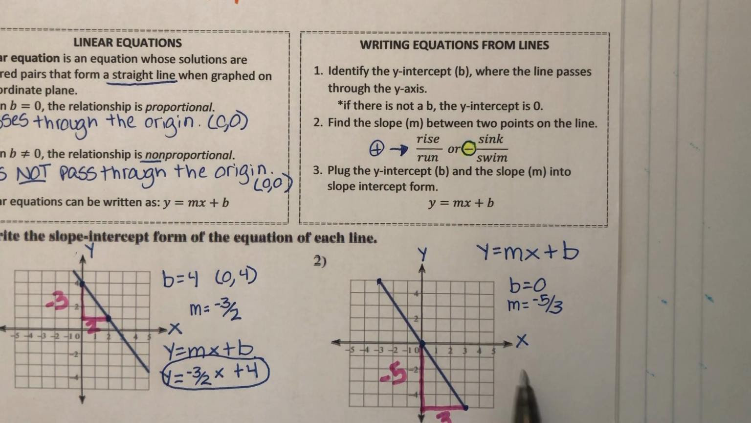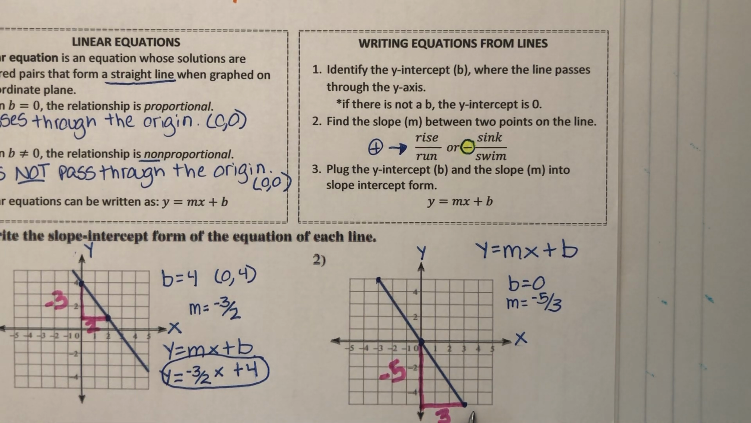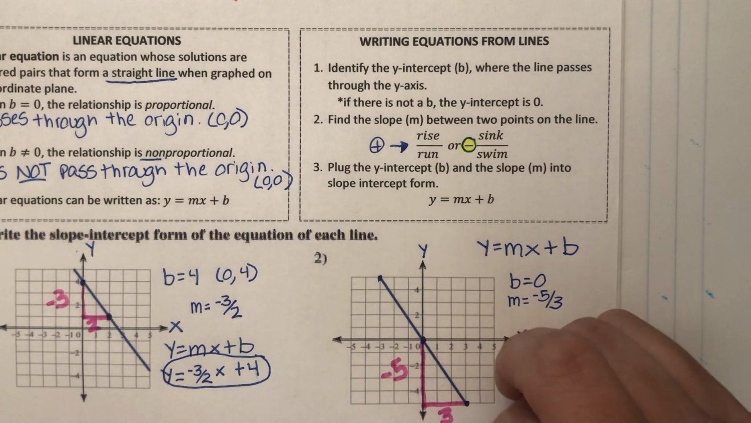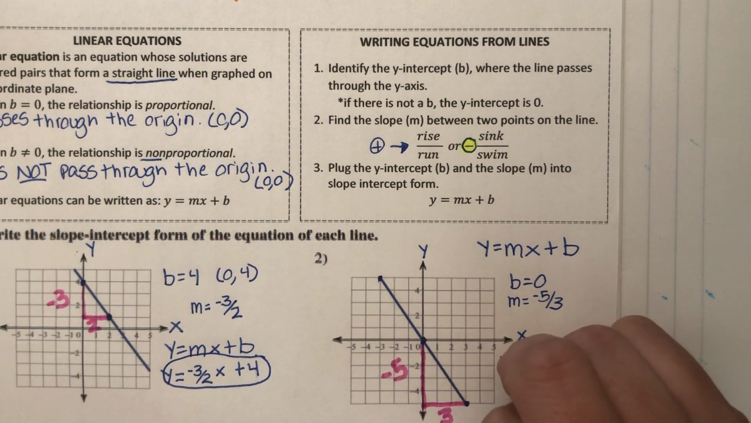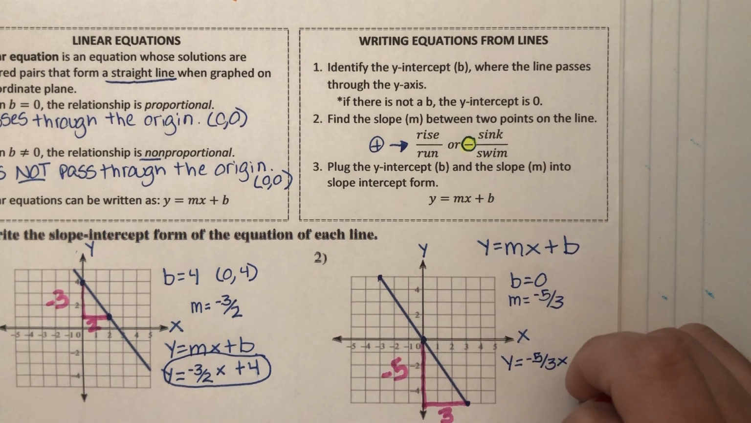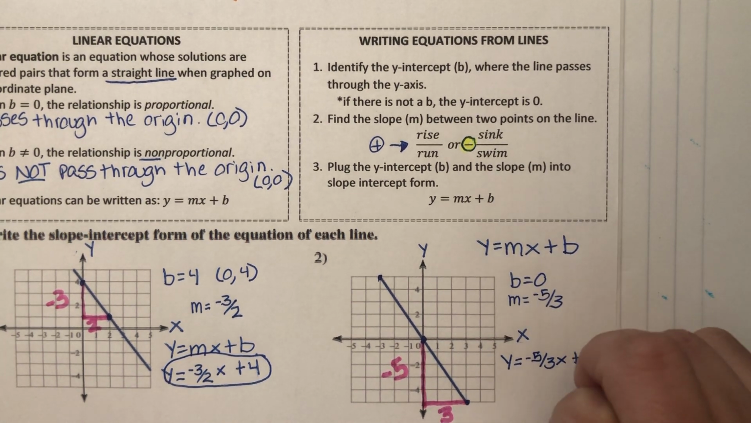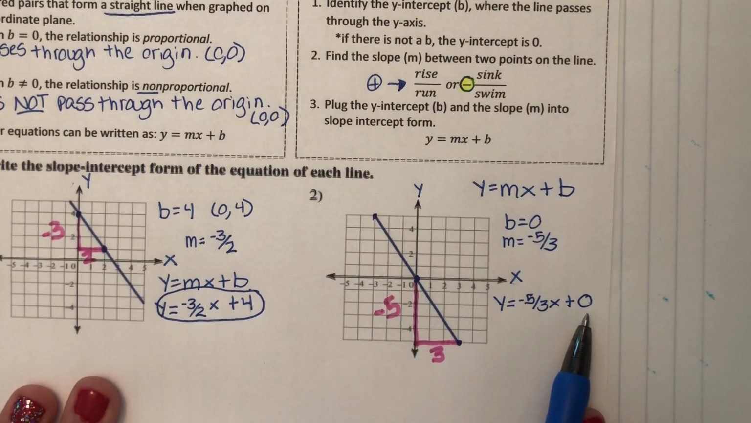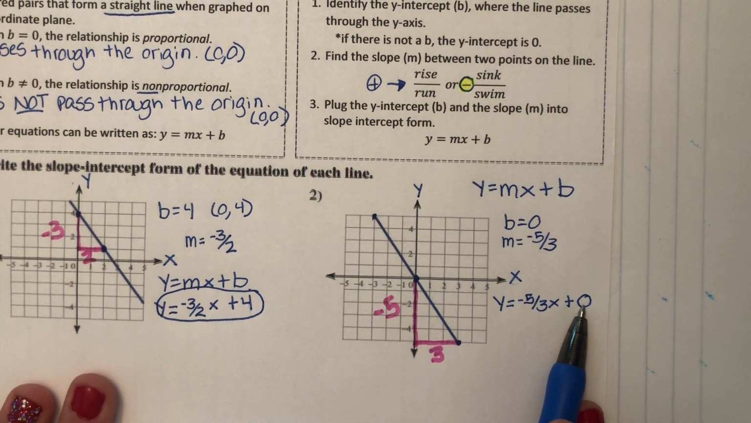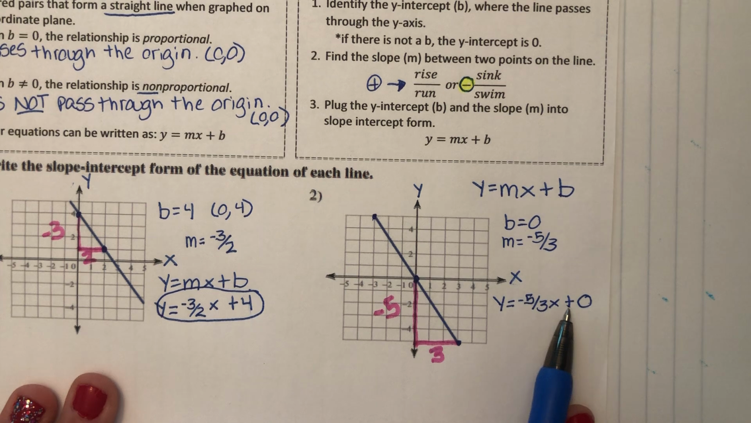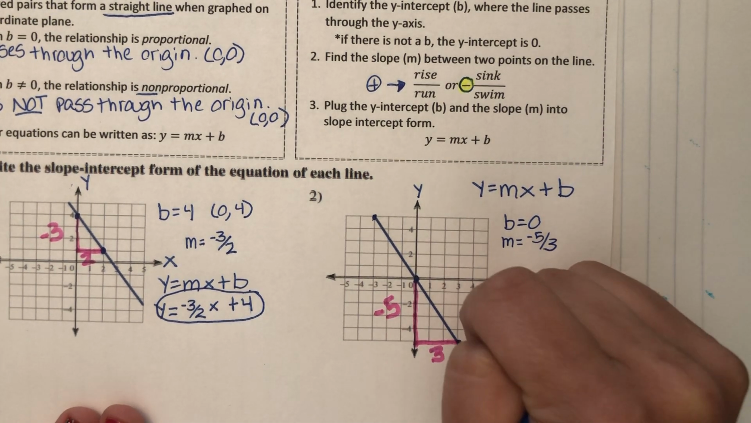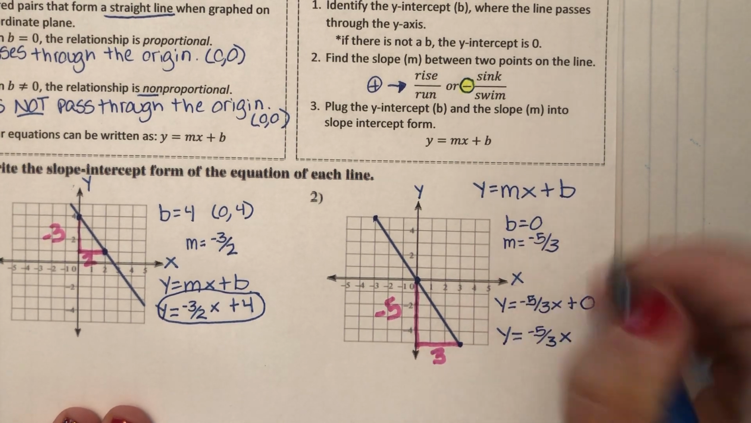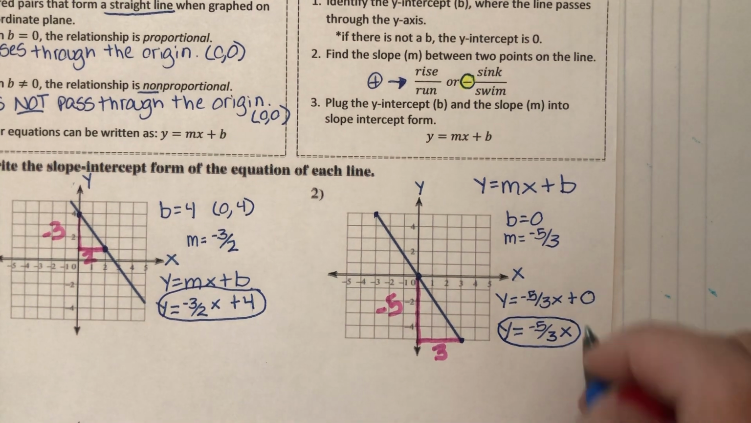Now we have everything we need to write the equation for this line. Plug in m for m and b for b, and we have our equation. y equals -5 over 3x plus our b is 0. So this is one way of writing it, but you won't really see it written like this. Whenever the y-intercept is 0, we don't write it like this. We leave this off. So we could also write this as y equals -5 over 3x. That's another way of writing it.